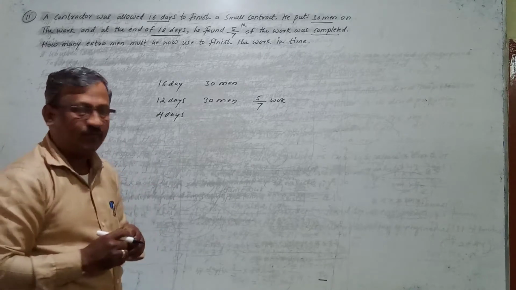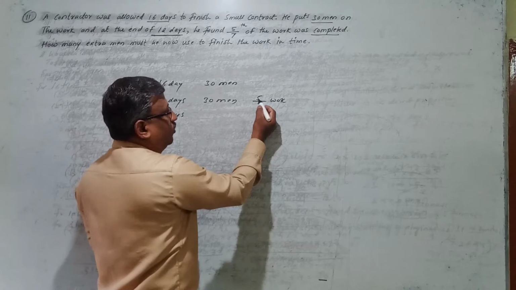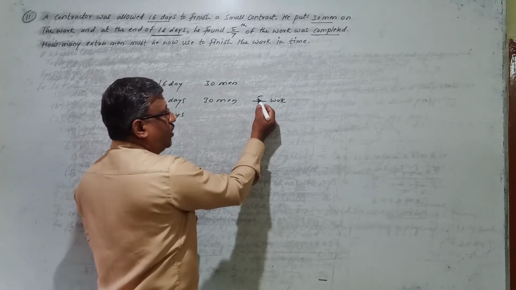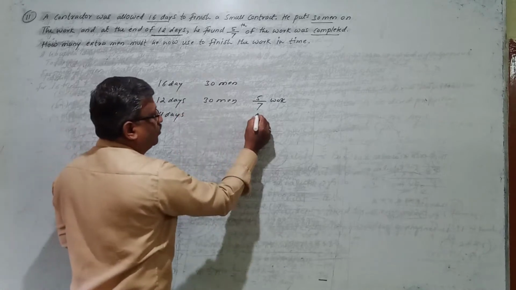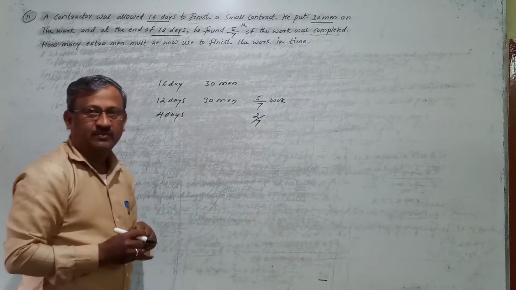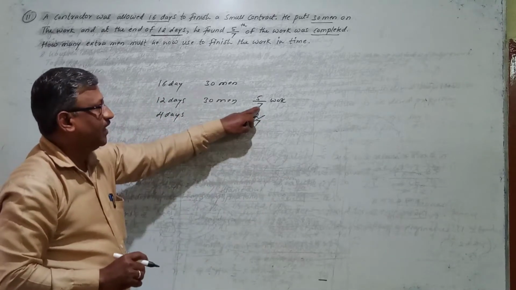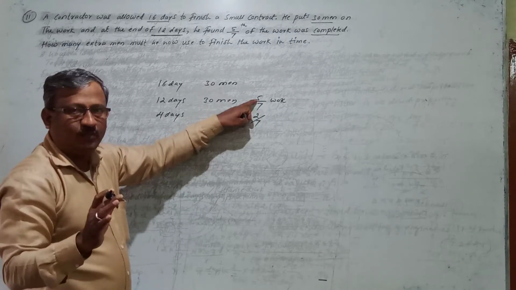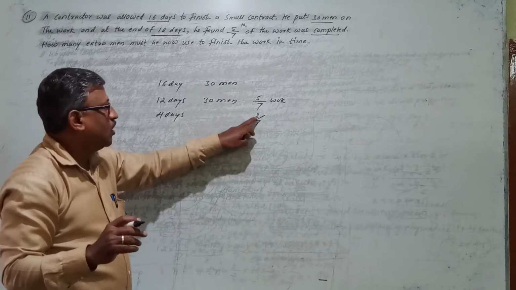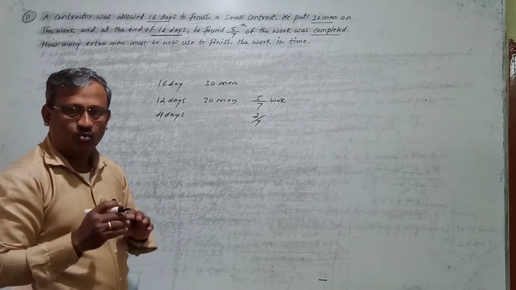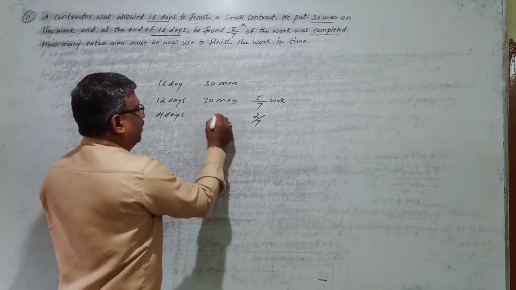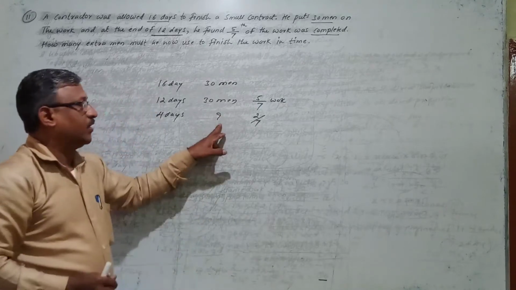Now what is the work left? He has completed 5/7 work in 12 days, so only 2/7 work is remaining, because out of 7 parts, 5 parts of the work have already been completed. That means out of 7 parts, 2 parts of the work are still to be completed. For that, I want to find how many men are working.